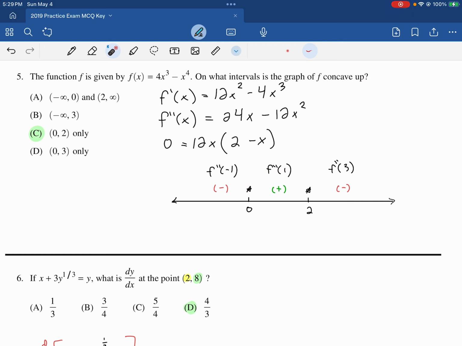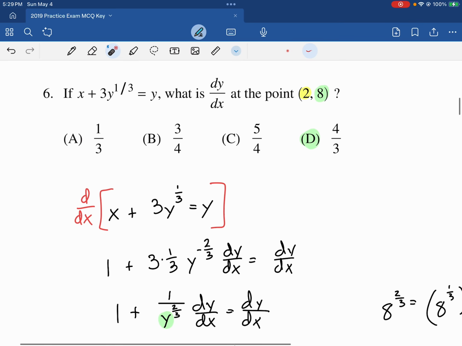If, for example, this problem was asking for a point of inflection, I know 0 is because it does change from negative to positive, and 2 is because it changes from positive to negative. It's possible for you to have the second derivative equal 0, but it not to be a point of inflection. Just a little side note there for number 5.